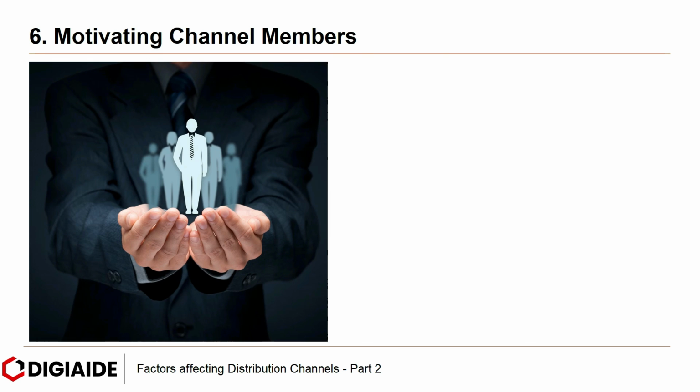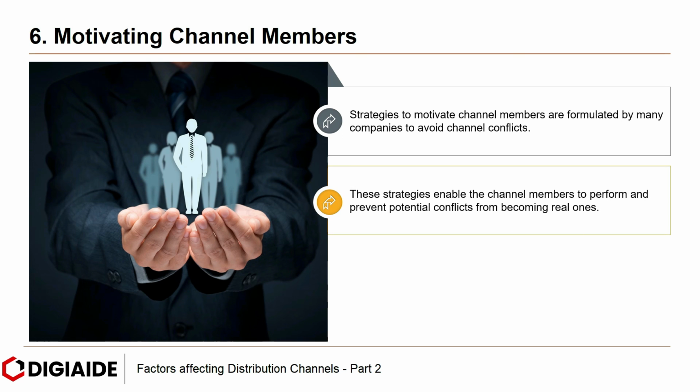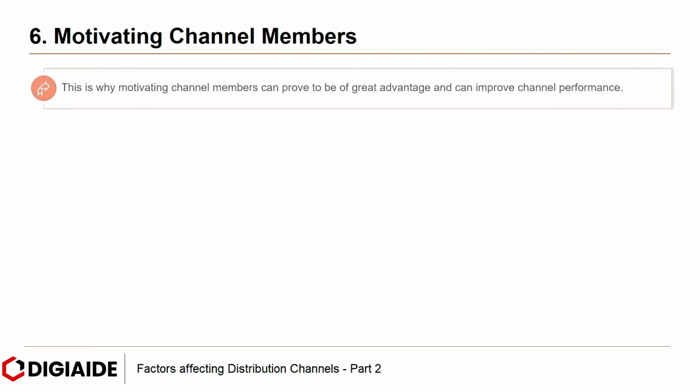Moving on to the sixth factor affecting distribution channel: motivating channel members. Strategies to motivate channel members are formulated by many companies to avoid channel conflicts. These strategies enable the channel members to perform and prevent potential conflicts from becoming real ones. Lack of commitment is most commonly the reason for conflict. This is why motivating channel members can prove to be of great advantage and can improve channel performance.